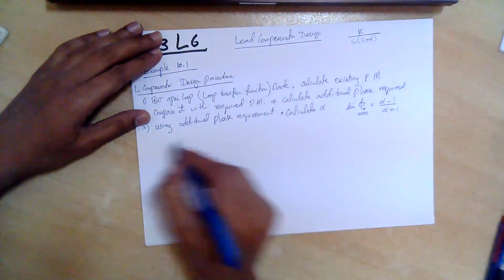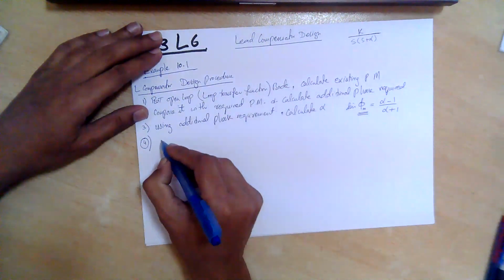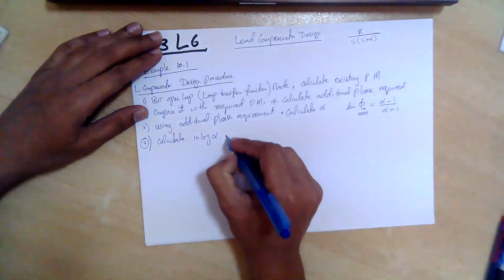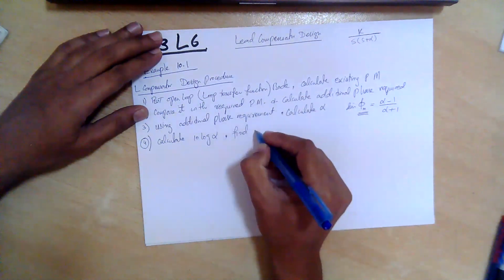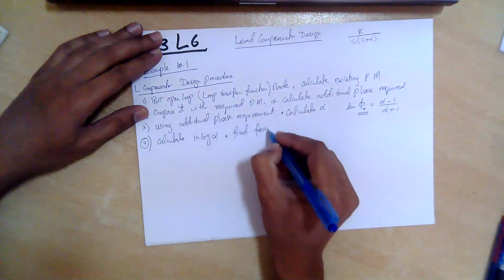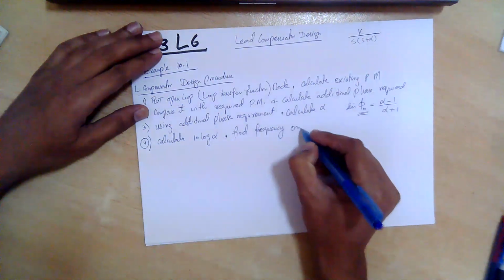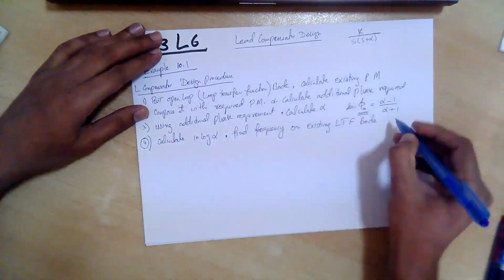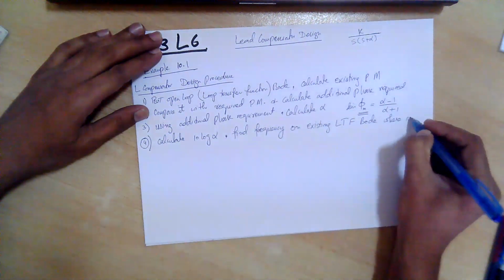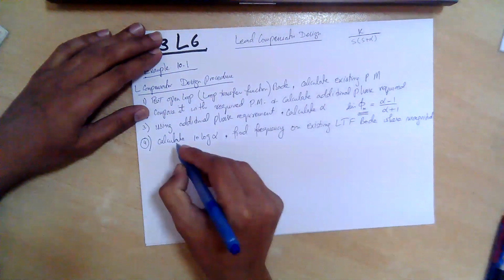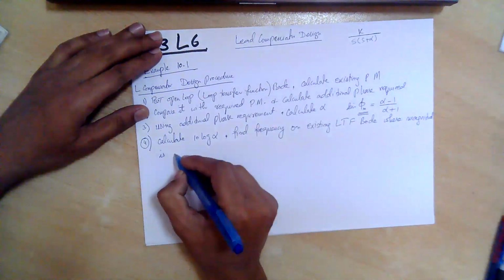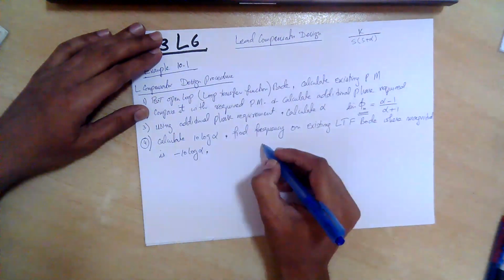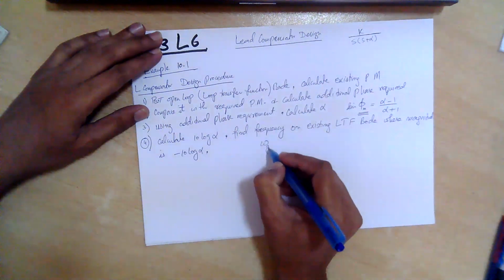Once you calculate alpha, then calculate 10 log alpha, find the frequency on the existing loop transfer function Bode plot where the magnitude is minus 10 log alpha, and that frequency is omega gain crossover, the new gain crossover frequency.